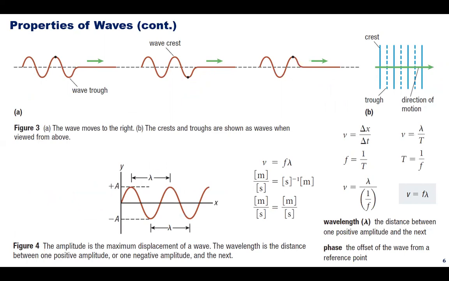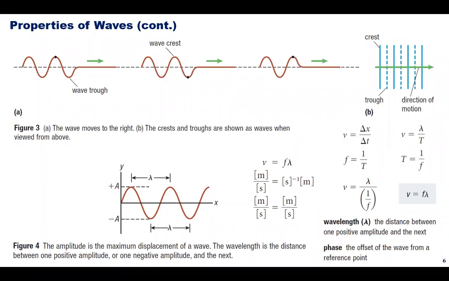The wavelength, denoted by lambda, of the wave is the distance from one positive amplitude to the next positive amplitude, or one negative amplitude to the next negative amplitude. Two points on the wave that are at the same place in a wave cycle, for example, 2 successive crests, are said to have the same phase. Generally, the phase is the offset of the wave from the reference point.